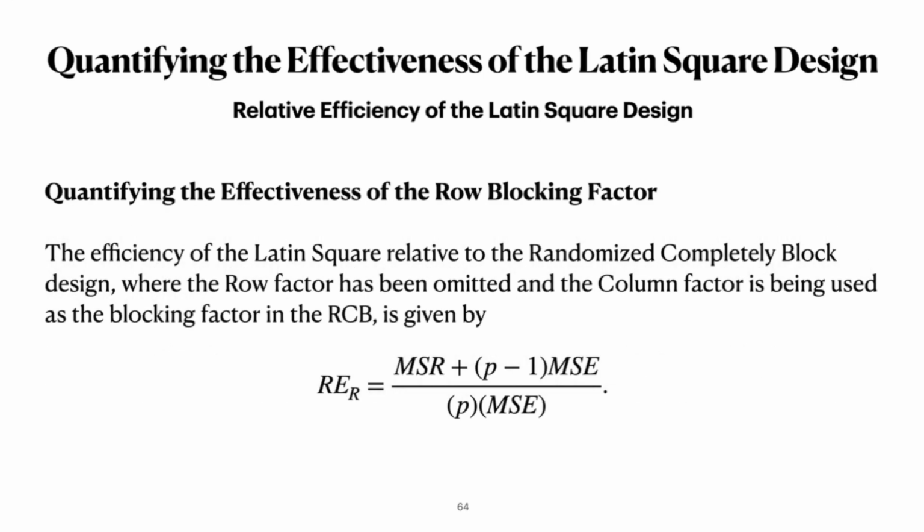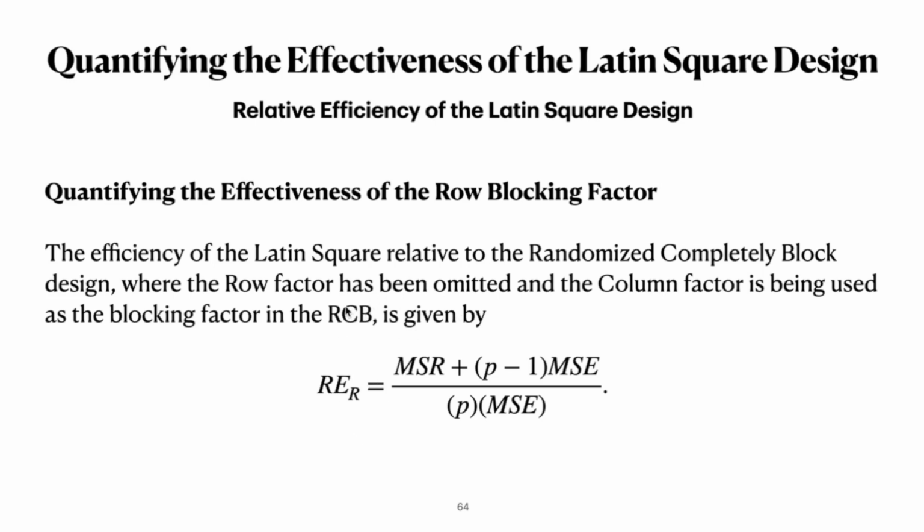So let's look at quantifying the effectiveness of the row blocking factor. The efficiency of the Latin square relative to the randomized complete block design, where the row factor has been omitted and the column factor is being used as the blocking factor in the randomized complete block design, is given by the following relative efficiency. I'm going to denote this by capital RE subscript R, the relative efficiency with respect to the row blocking factor.